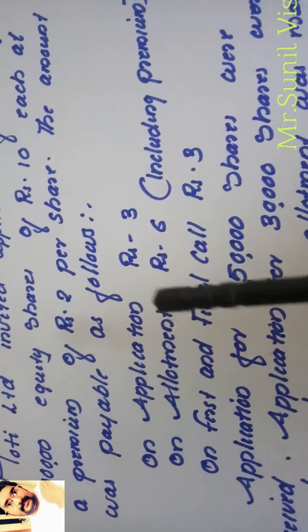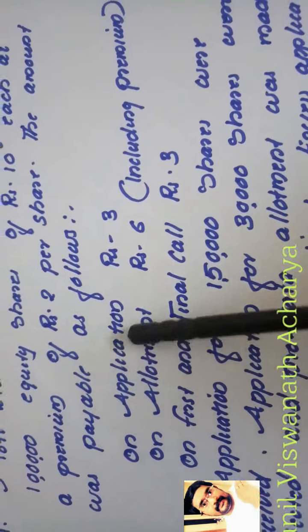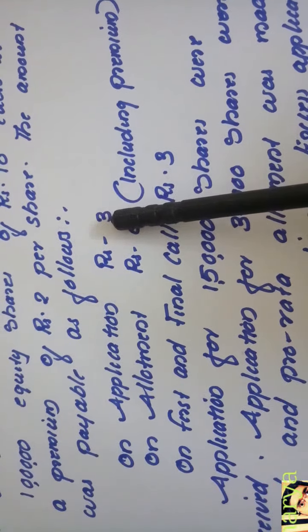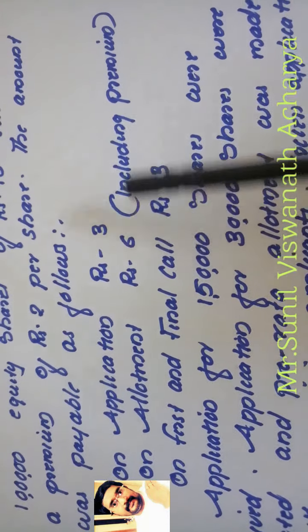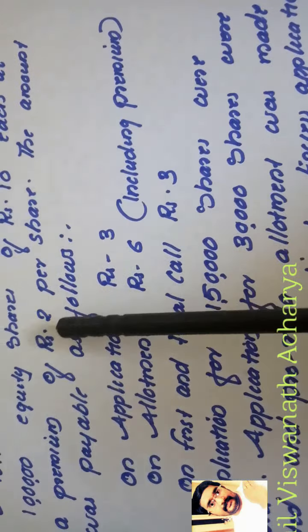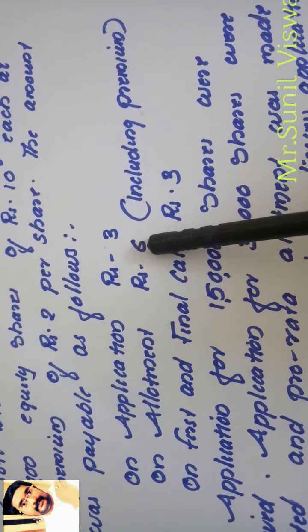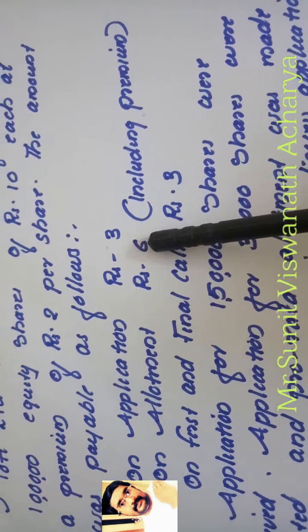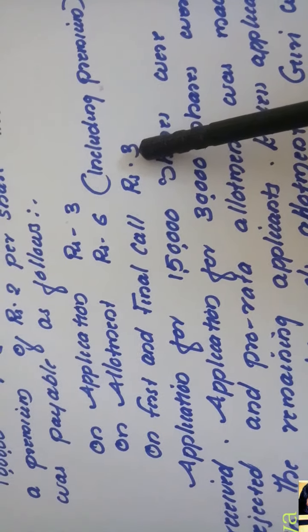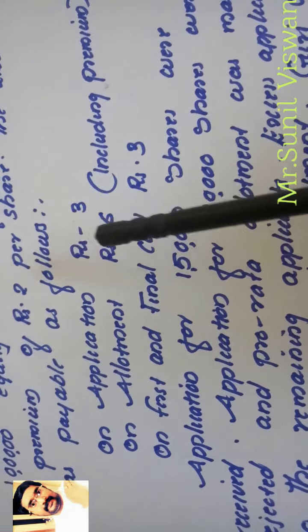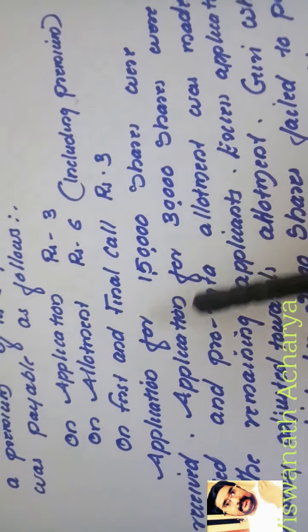The amount was payable as follows. The company is collecting from the shareholders as follows. Application time 3 rupees. Note this down first. Allotment time 6 rupees. This is including premium. Premium is 2 rupees. So including premium 6 rupees means the real allotment money is 4 rupees. Okay, 4 plus 2 is 6. First and final call money 3 rupees. So remember: application 3, allotment including premium 6, first and final call rupees 3.